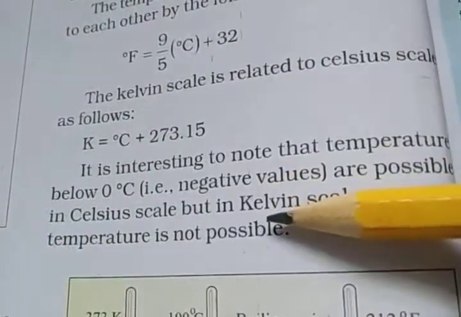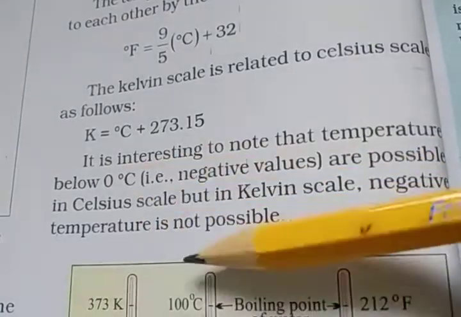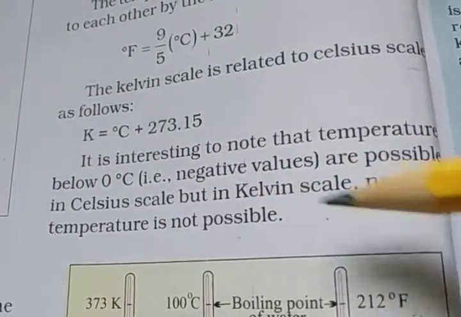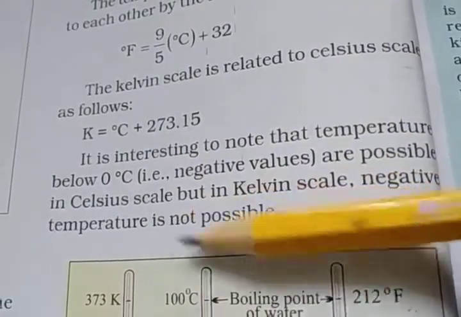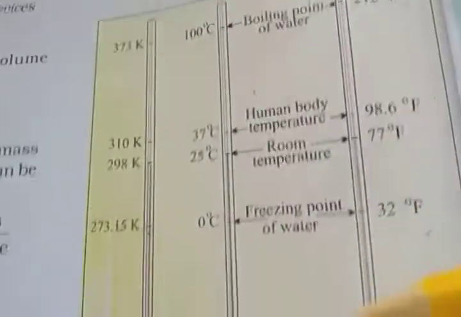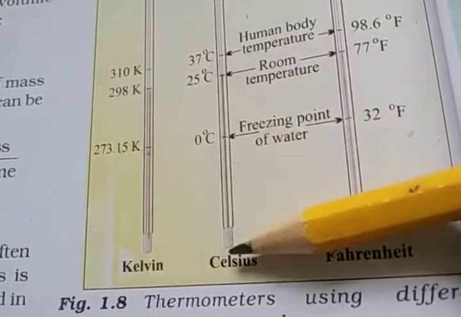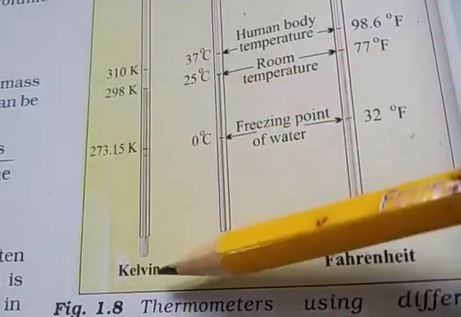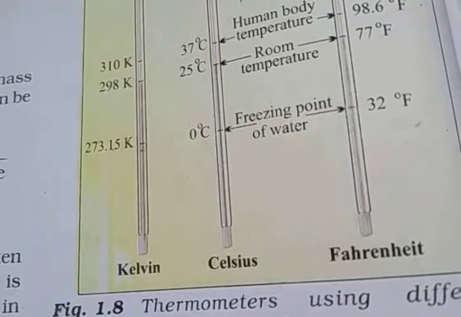It is interesting to note that temperatures below 0 degree Celsius, negative values, are possible in the Celsius scale, but in the Kelvin scale, negative temperature is not possible. So in Celsius negative values are possible, but in Kelvin it is not possible.